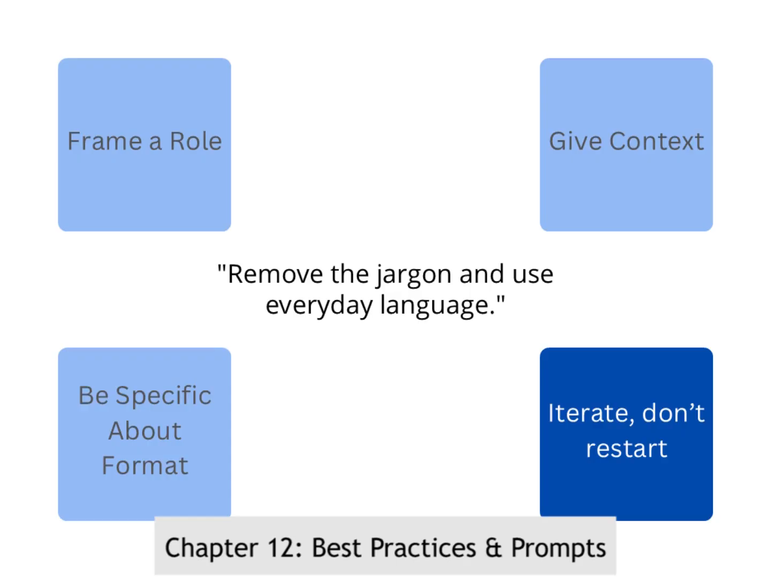The last piece of advice is iterate, don't restart. So if the first answer that it comes back with isn't quite right, you don't have to start over. You can just say, make it more formal, or shorten this by half, or add a specific example about the retail business. Remove the jargon and use everyday language, right? You can always get it to revise its output.